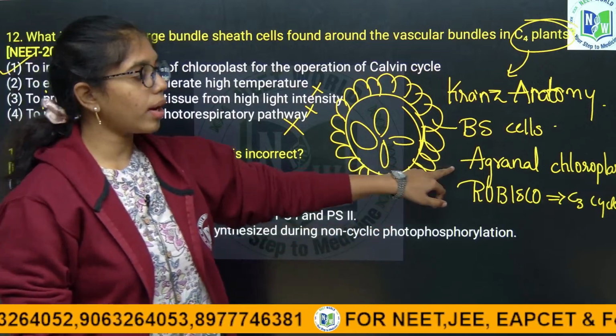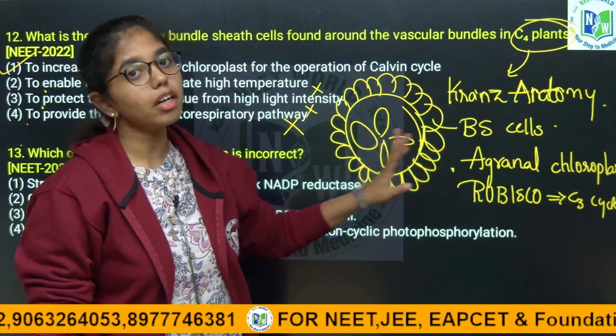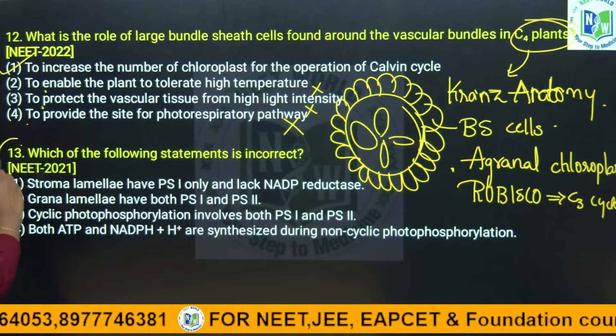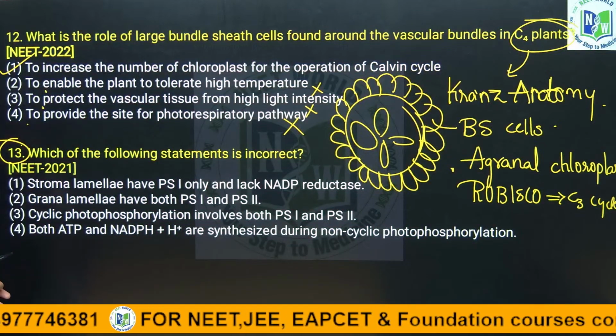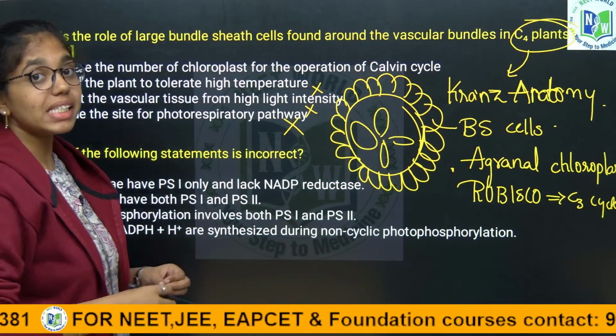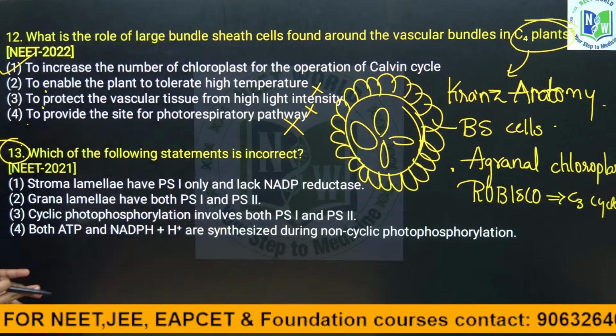Clear? And they have what type of chloroplast, beta? Agranule chloroplast. Keep that in your mind. Next, coming to the 2021 question, which of the following statements is incorrect? He is asking for the incorrect statement.